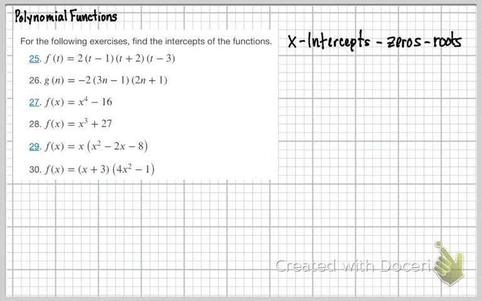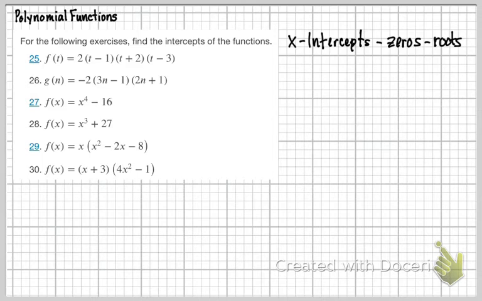So if you hear those words, you know you're talking about x-intercepts. Not for these here, but for problems in general, because you'll see those words come up, like I said, a lot more in the next section. All right, so anyways, for the following exercises, find the intercepts of the function. So we can just try this first one here.